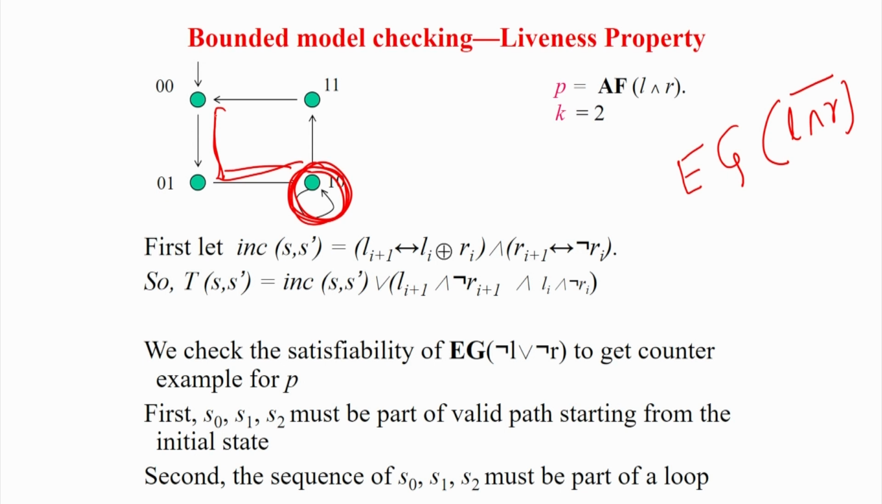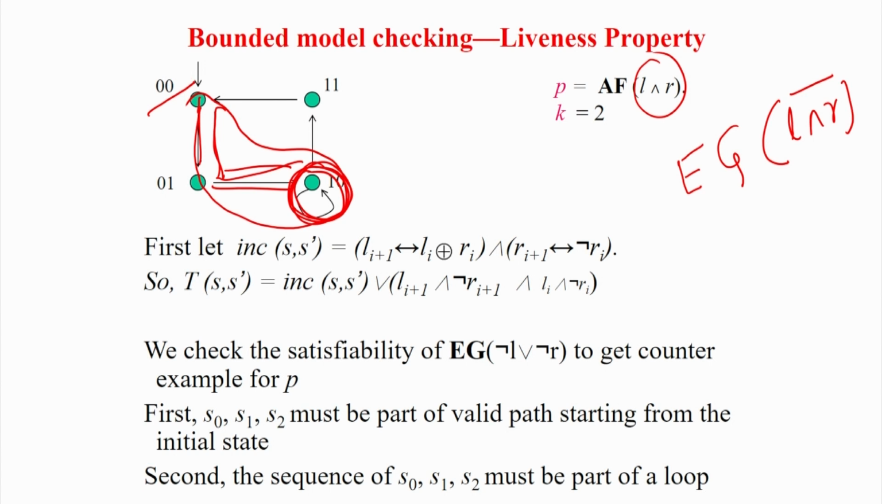Rather we will try to find out that there is a path, and in this path, globally, this property should be false. That is 1 1 should be false. And also, as liveness globally means what? There should be a loop between these 3 states. That means in this state, globally this should be false.